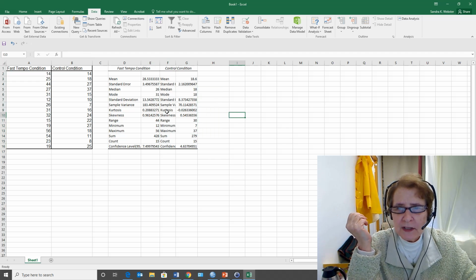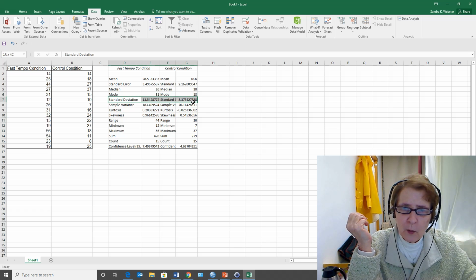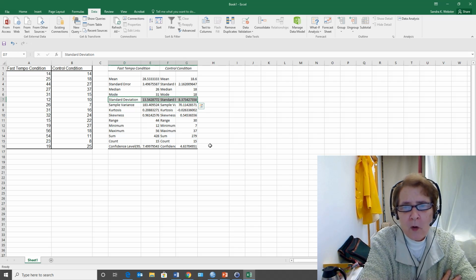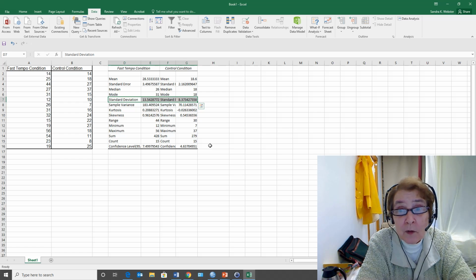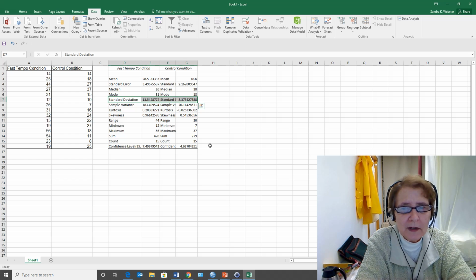Now, something I want to draw your attention to is the variance. One of the assumptions that you have to make for a certain version of the independent samples t-test is that the variances between the two conditions are equivalent. Well, in this particular example, the standard deviation for the fast tempo condition is 13.5 compared to 8.4 for the control condition. There's a way to test that, but it's more advanced, and so we'll cover it later. So for now, we're going to eyeball this and say those don't look very similar at all. Probably we need to use a t-test that does not assume equal variances.